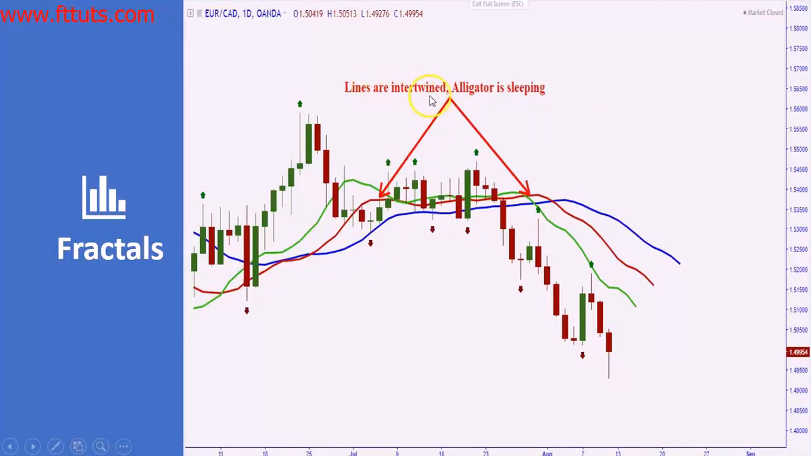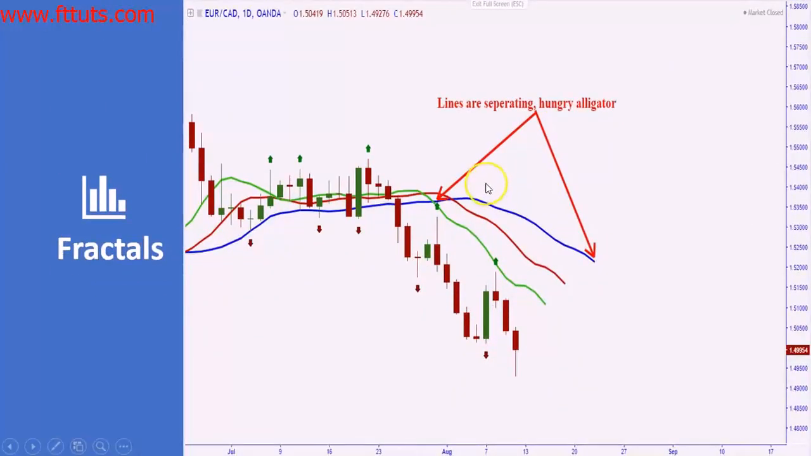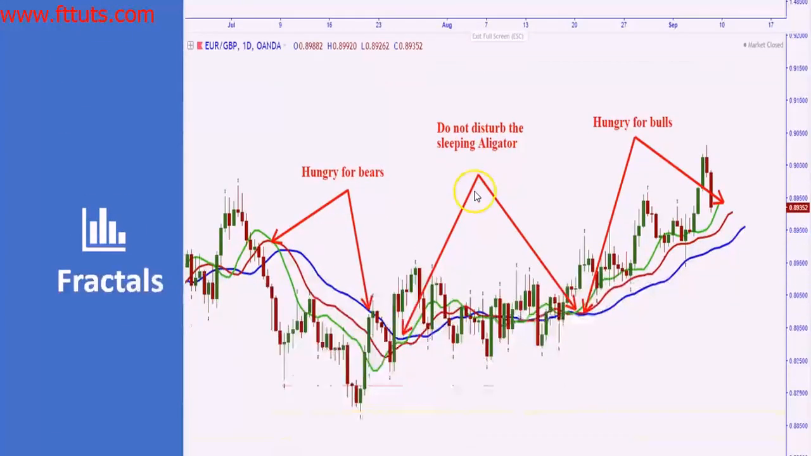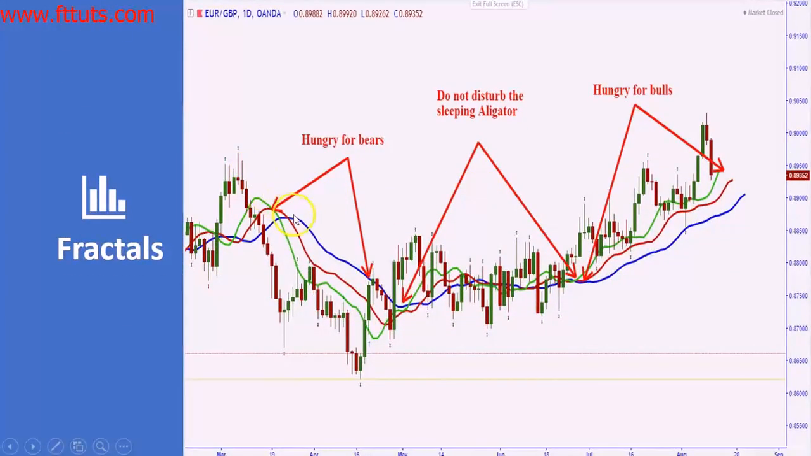So here you see the lines are intertwined. The alligator is sleeping at this point, but he's starting to wake up. The lines separate. The alligator is hungry. That's when you start trading. So all these areas here are hungry for bears, do not disturb, hungry for bulls.